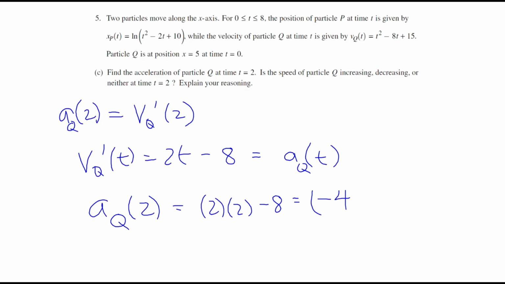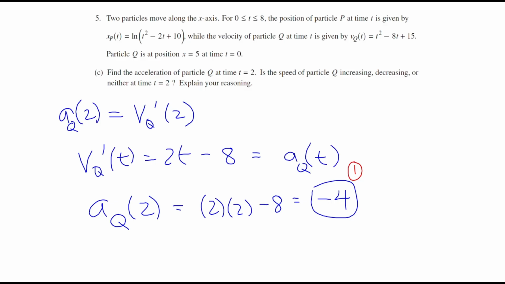So you're going to get yourself 1 point for that value there. And then the second part of the question is, is the speed of the particle increasing, decreasing, or neither at t equals 2? Note that we're talking speed, not velocity. Speed increases when acceleration and velocity have the same sign. And speed is decreasing when they have opposite signs.